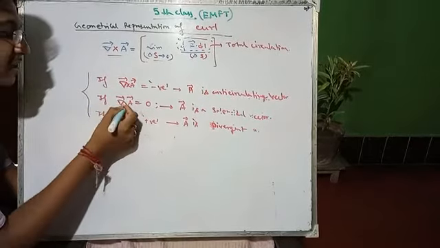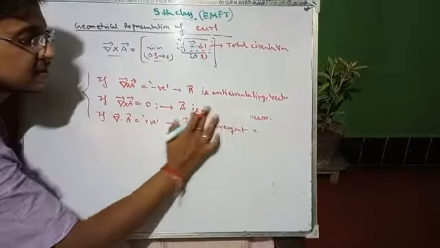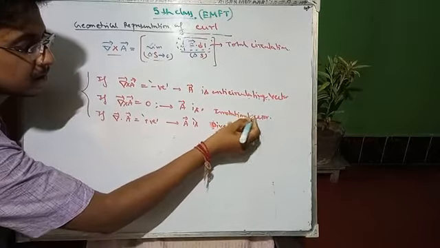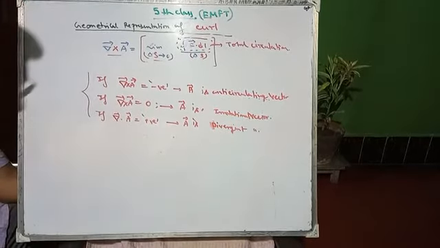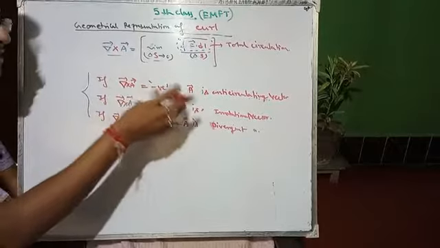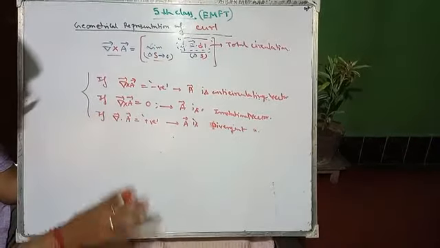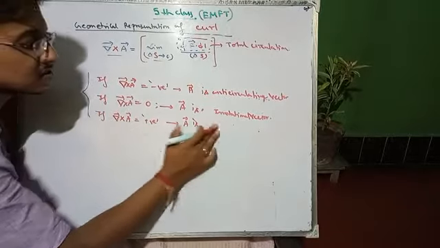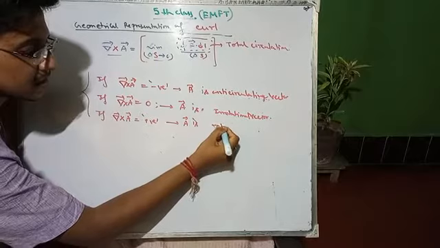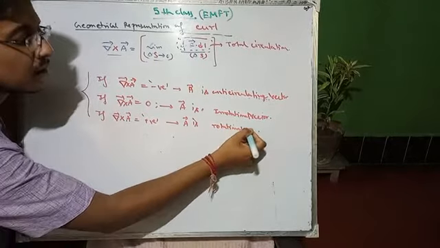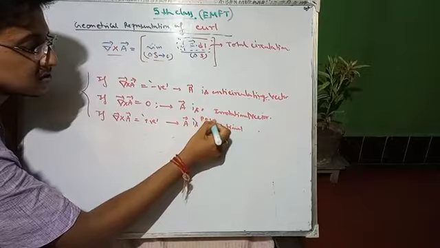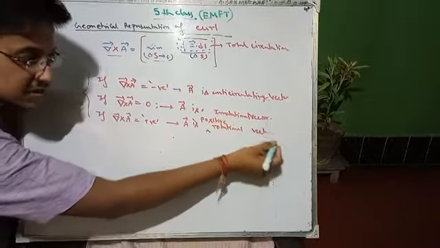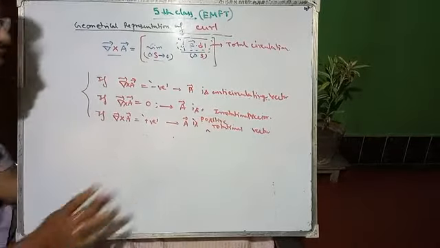And if curl of A equals 0, then what happens? A is said to be an irrotational vector. What is an irrotational vector? It means there is no rotation, no circulation inside the vector field. And if curl of A is positive, then it is called a circulating vector or rotational vector, or positive rotational vector, or positive circulating vector. You can use any of these terms.